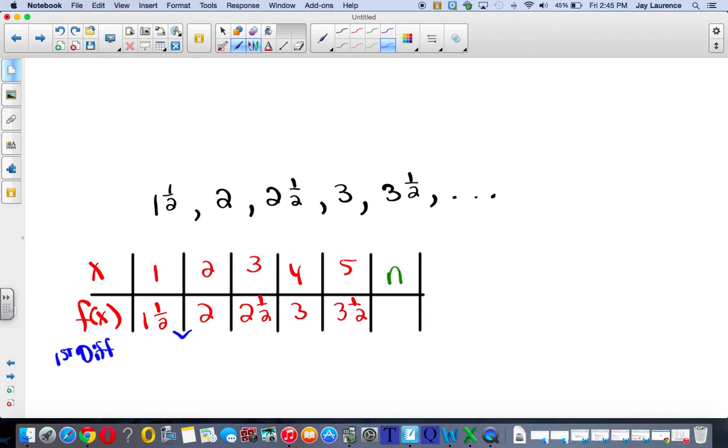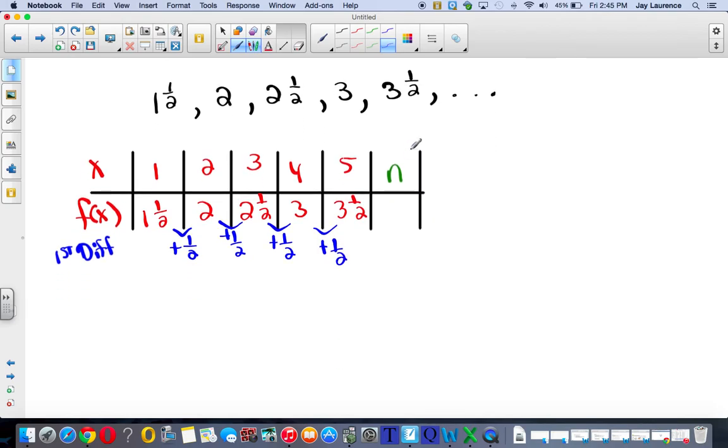So it looks like I'm adding a half. I'm adding a half, right? To move from 2.5 to 3, 2 to 2.5, it looks like I'm adding a half every single time. Well, that means I'm going to take the 1/2 and multiply it by n. So it's going to be 1/2 times n.